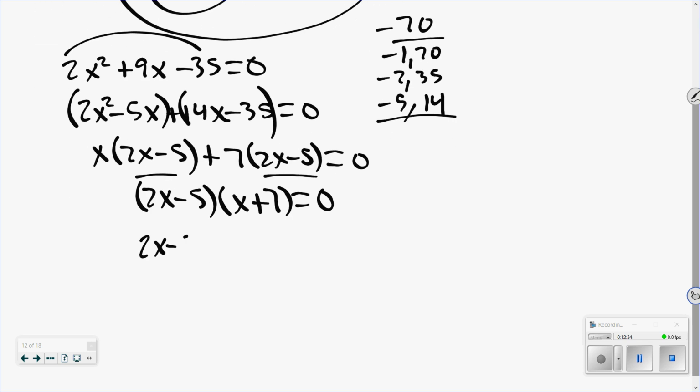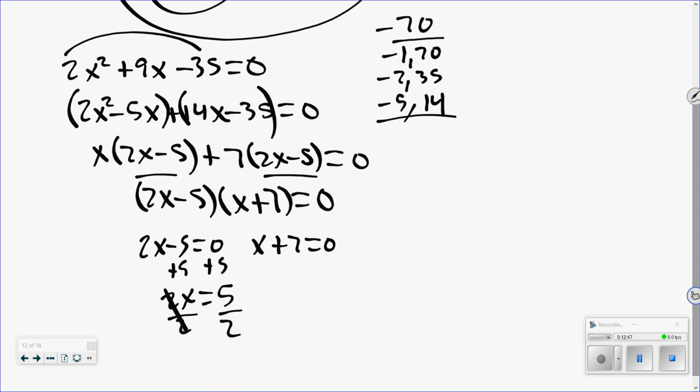So I'm going to go 2x minus 5 equals 0 and solve that, and x plus 7 equals 0 and solve that. So I have to add the 5 over. 2x equals 5. Divide by 2. So 5/2 is one of my answers. Subtract the 7 over. There's my other answer right there. So 5/2 and -7 are my two solutions.